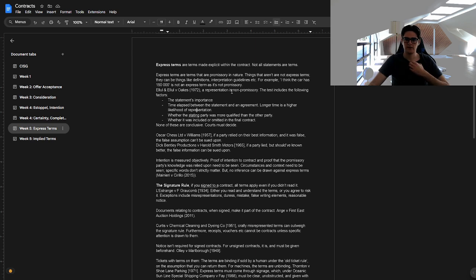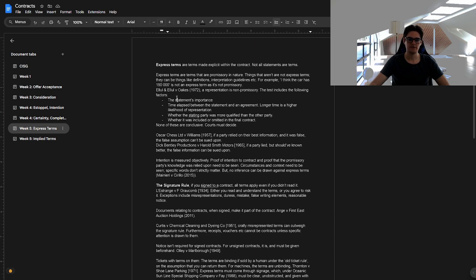Now, the primary difference, that's right, so in a contract there's, like in laws, there's normally a definition section or interpretation guidelines or whatever. So in a contract that's also not an express term. One thing that we were looking at is the representation. So representation is a statement about the product that's non-promissory.